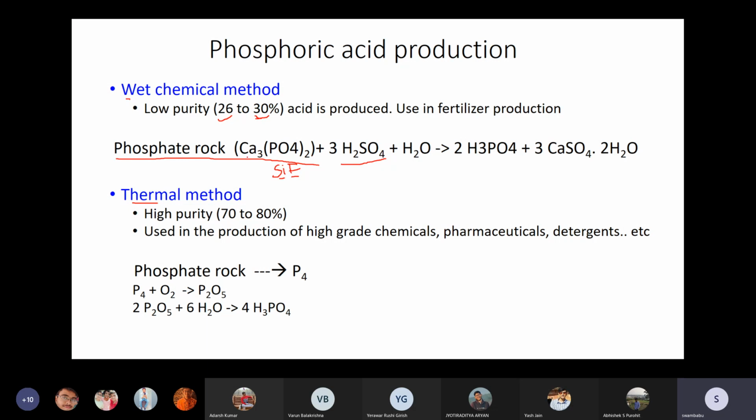So this phosphate rock reacts with sulfuric acid and water and produces H3PO4. H3PO4 is called phosphoric acid, and it also produces CaSO4·2H2O, calcium sulfate dihydrate, which is also known as gypsum.